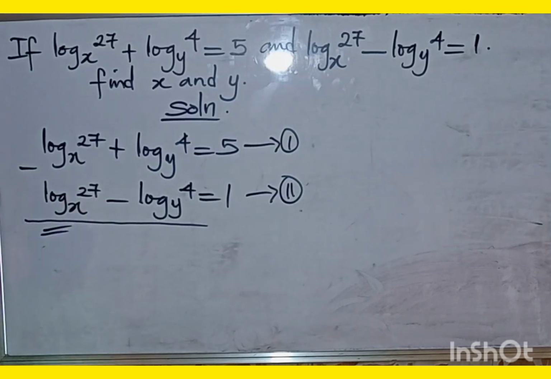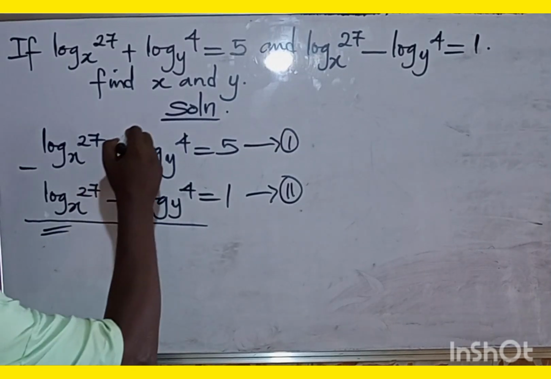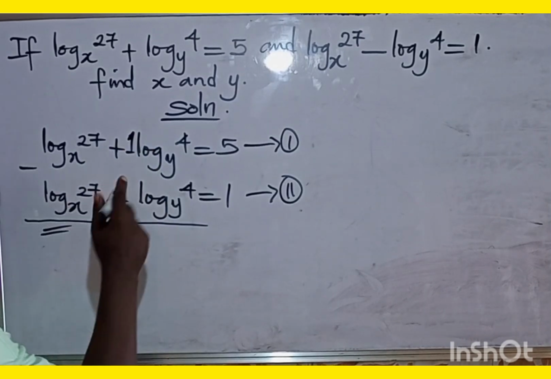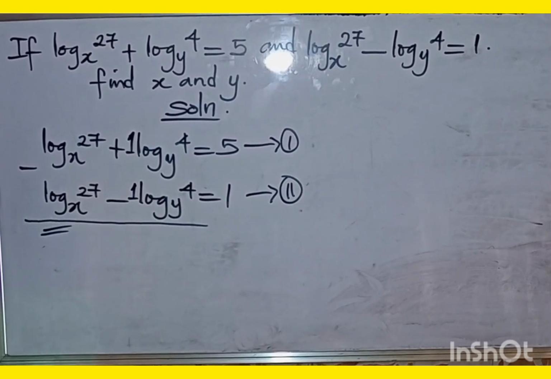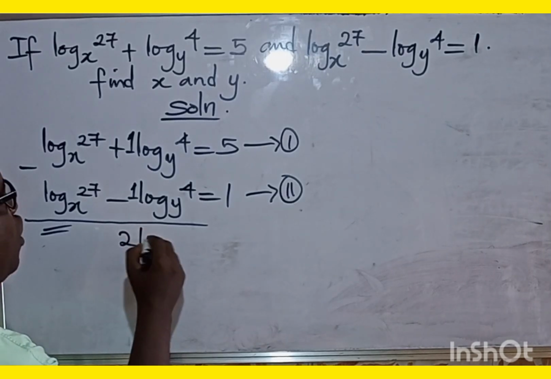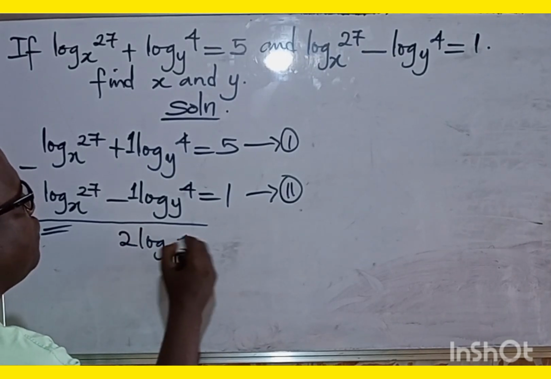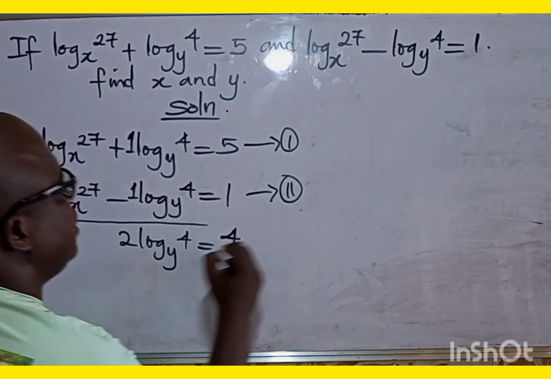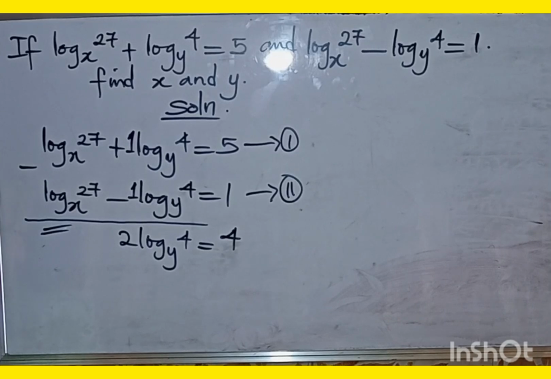But if you look at this, there is a 1 here, it is silent. So 1 minus minus 1 means we are talking about 1 plus 1, because minus minus gives plus. So here we are going to have 2 log base y of 4 is equal to 5 minus 1, that is 4. We have this, and we subtract this.